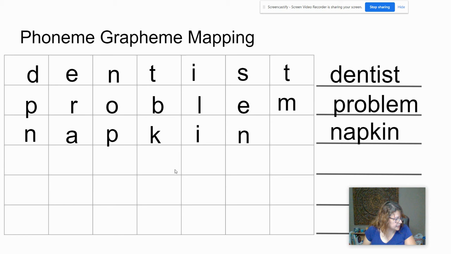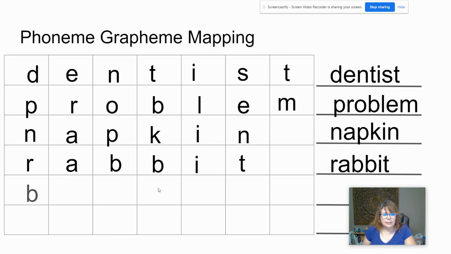The next word is rabbit. R, a, b, i, t, rabbit. The next word is basket. B, a, s, k, e, t, basket.